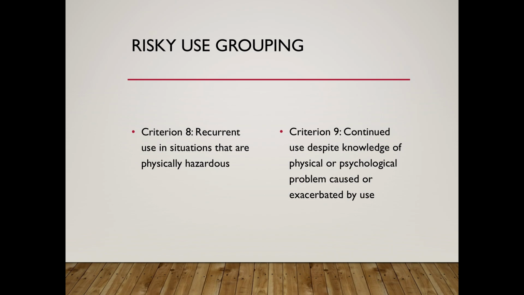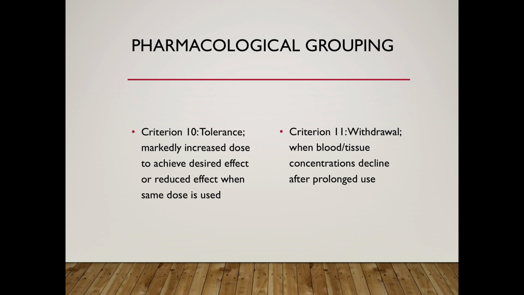Risky use. So recurrent use in situations that are hazardous, so drinking and driving, right? Drinking on the job. Continued use despite knowledge of physical or psychological problems, right? So maybe they're told by a physician, you have fatty liver disease, or you got an infection from needle use, or this is causing cognitive impairments, and the person continues to use. And pharmacological grouping, tolerance again, and withdrawal.